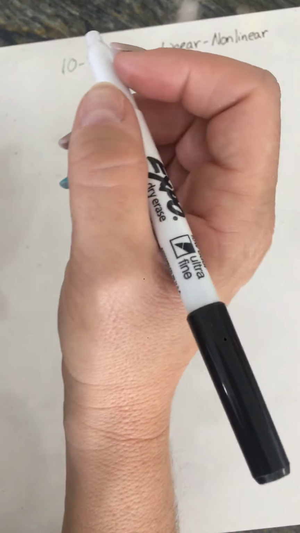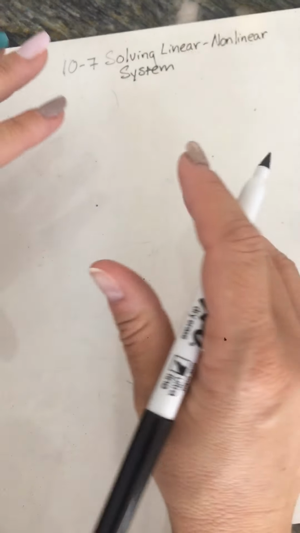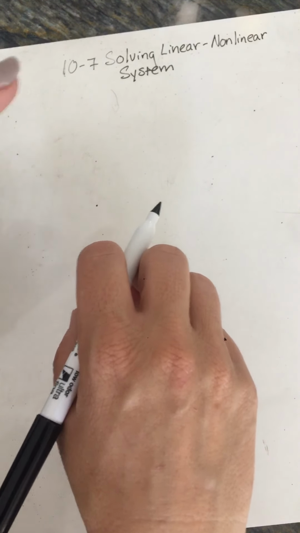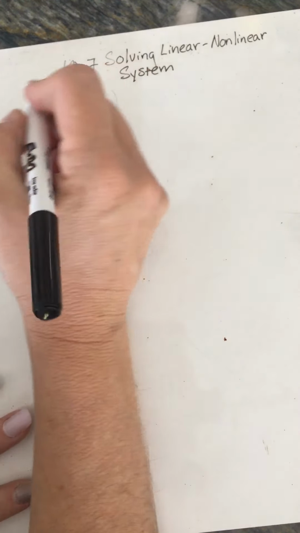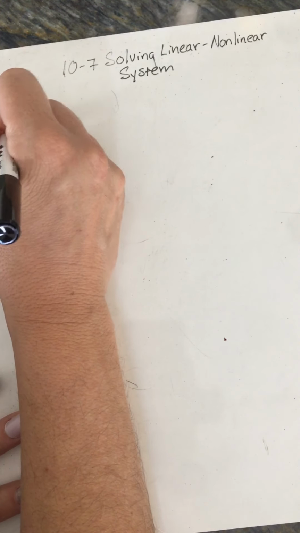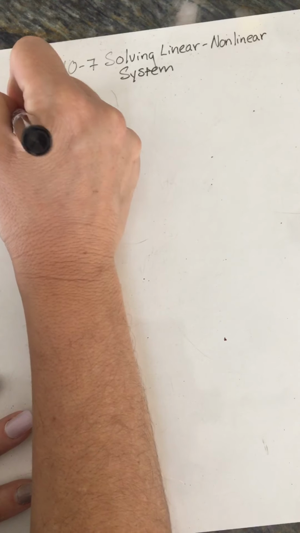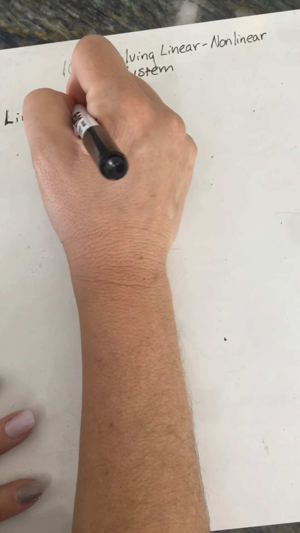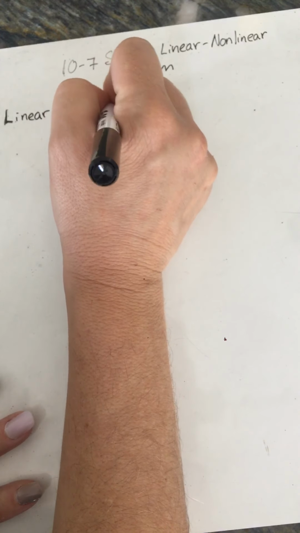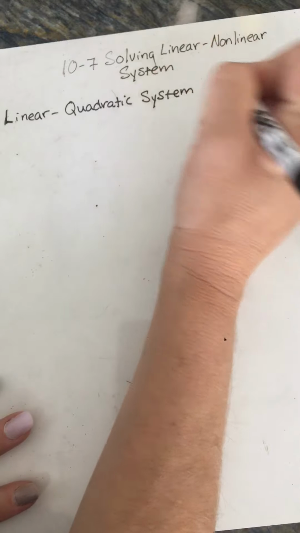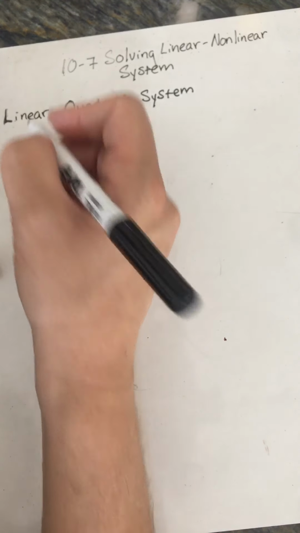So we'll do two types of systems of equations, and then one system of inequalities. The first system of equations will be a linear quadratic system. This is a brand new pen, so I think it's still trying to figure itself out. So then one equation will be quadratic.